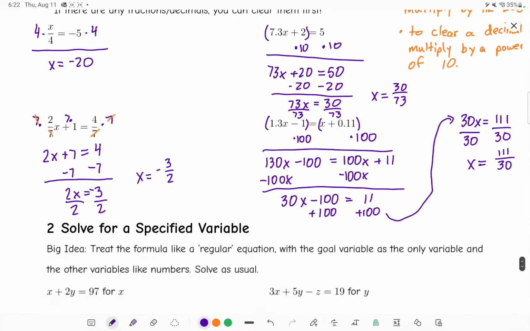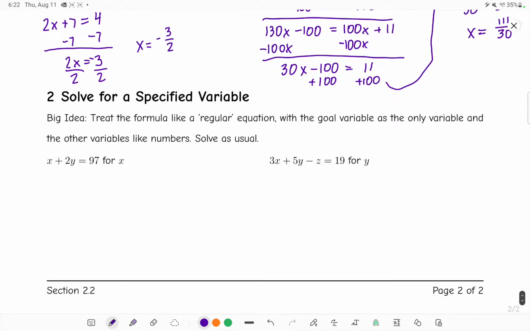Part 2 of the notes. Solve for a specified variable. The big idea is to treat the formula like a regular equation with the goal variable as the only variable and the other variables like numbers. Solve as usual.